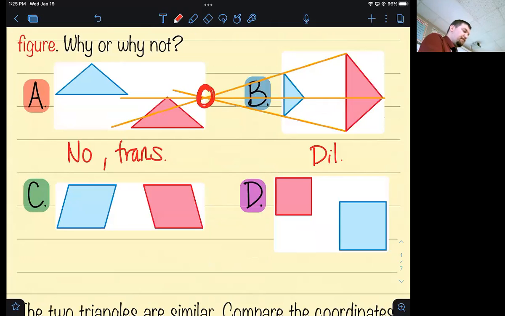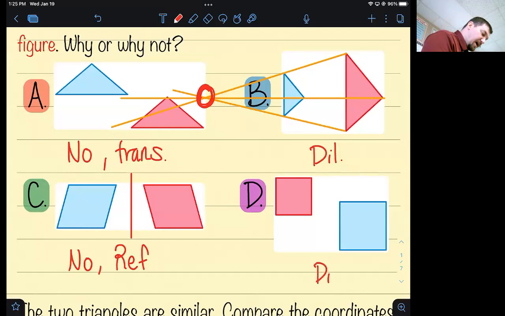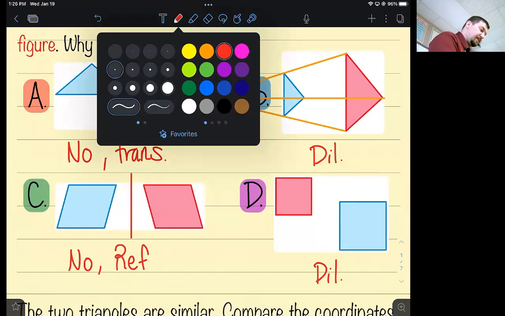Example C. Is that a dilation, Christian? No. What would you say it is? Reflection. Yep, good job. That's a reflection across this vertical line. We can assume it's the y-axis, although it doesn't have to be, but it was reflected across that vertical line right there. And then D, has that blue square been dilated or is it something else, Xander? Yes. That one is a dilation. And if you want to find the center of dilation for that one, you have to draw 4 lines because it has 4 sides.